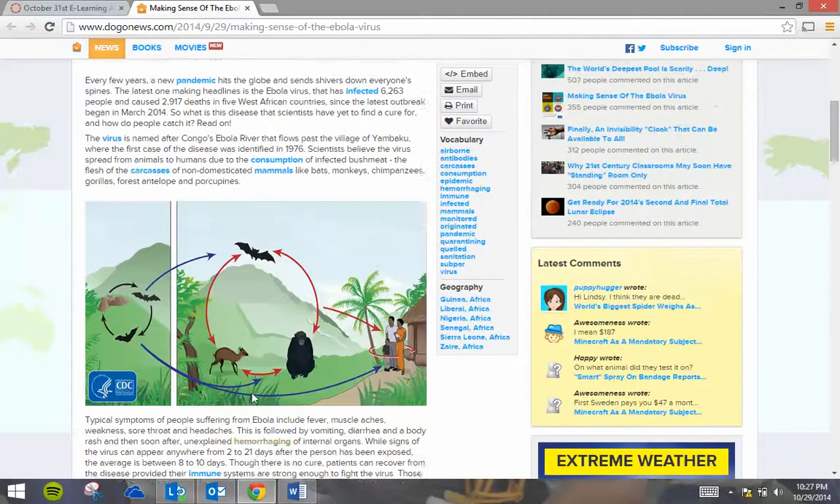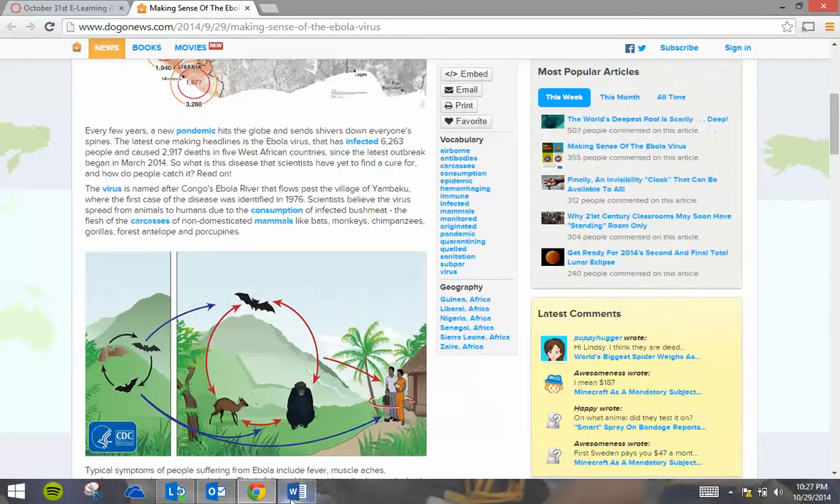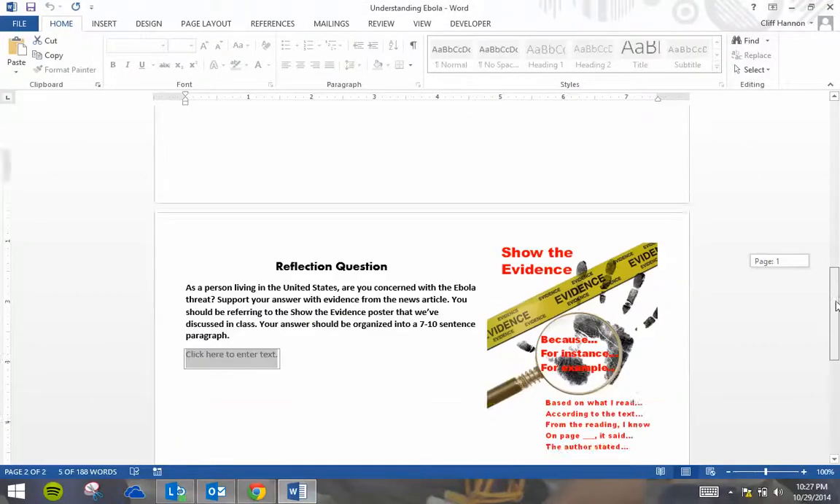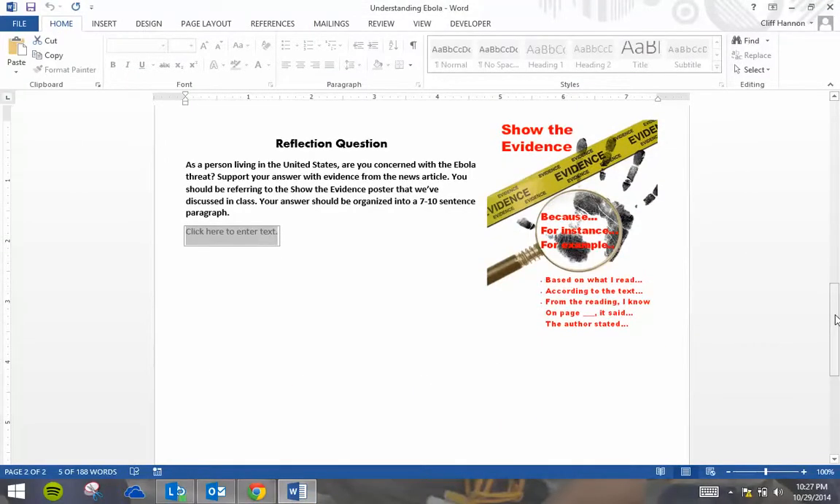Now that you've finished reading the article, go back to the Word document, and on the second page of the Word document is a reflection question. The question asks, as a person living in the United States, are you concerned with the Ebola threat? Be sure to support your answer with evidence from the news article. You should be referring to the Show Your Evidence poster that we've discussed in class, and your answer should be organized in a 7 to 10 sentence paragraph.